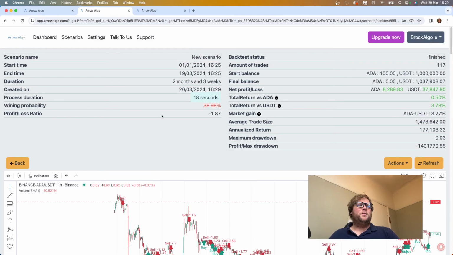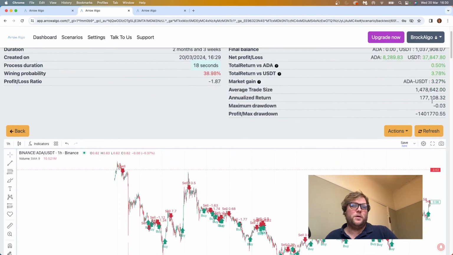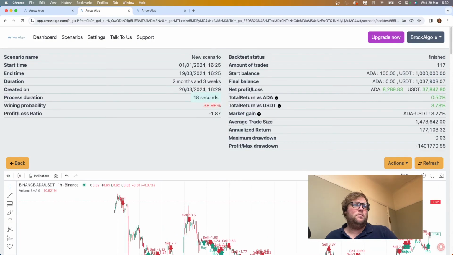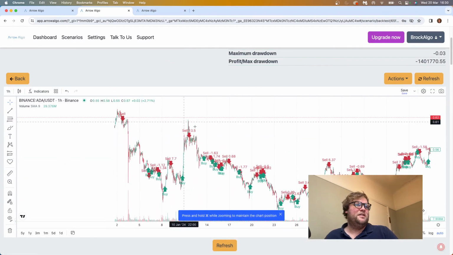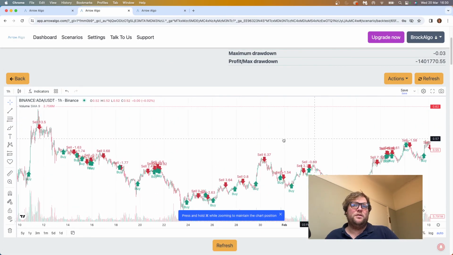And in real time, you can see again that's only taken less than 20 seconds to run that test. And already we're starting to beat the market. We've got still a low winning probability. We're only at 38%, but we've returned 3.78% when the market was up 3.27%. So just with 2 simple rules there, we can beat the market.